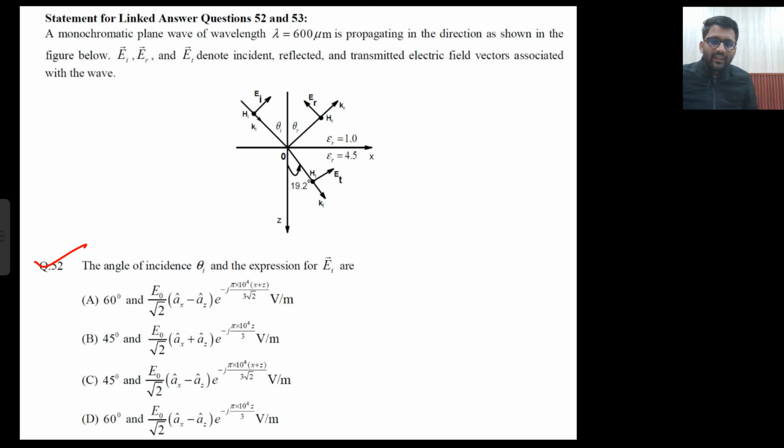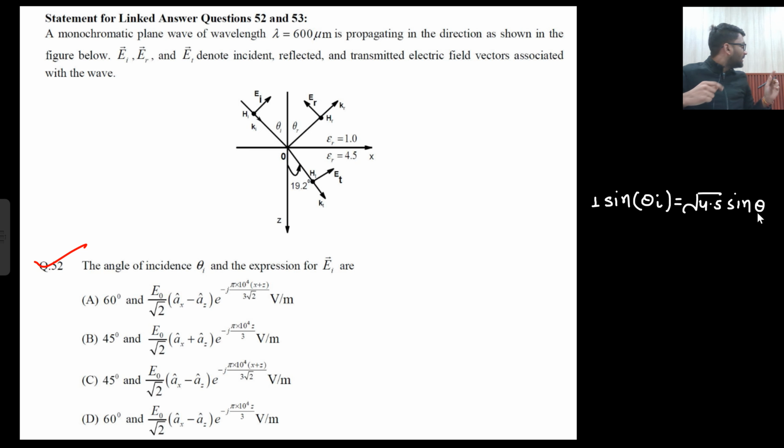In the first one, we need to find the incident angle. So first let's find the incident angle. How will you find it? Using Snell's law. So what will Snell's law say? Sin theta_i, which I need to find, is equal to the square root of epsilon_r2 times sin theta_t.